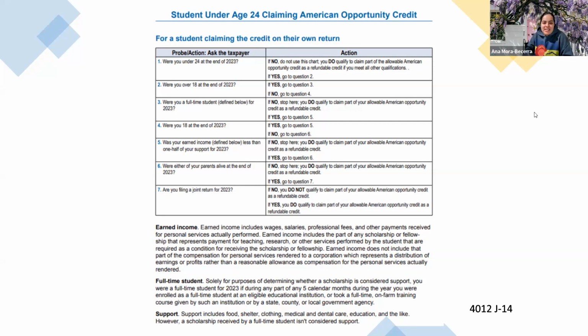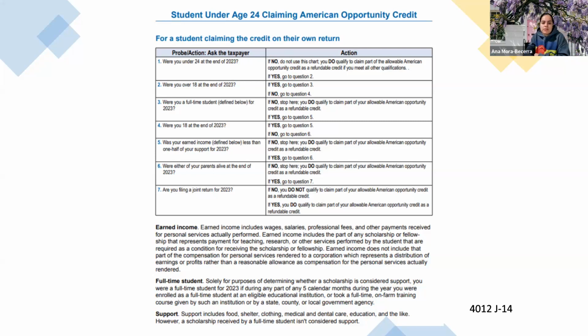With this one, if the student is under the age of 24 and is trying to claim the American Opportunity Credit, you're going to use this chart to help you figure that out. There will be circumstances where the student is going to take the American Opportunity Credit, maybe because their parents aren't there, or for whatever reason. You would follow this if they're under the age of 24.